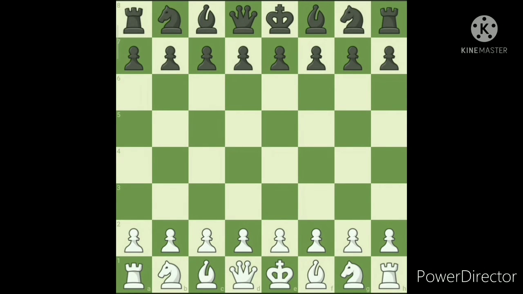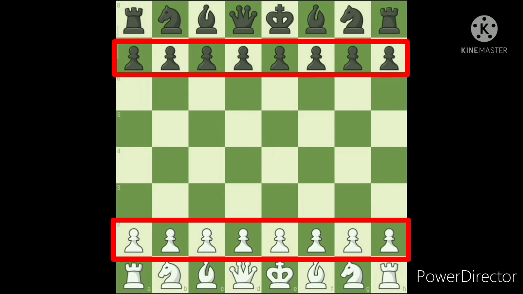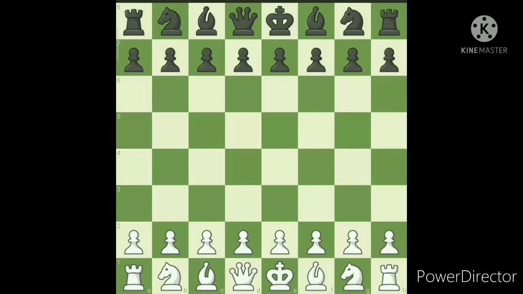So now we will see the position of all the pieces on the board. As you can see here, all the pawns are in the front line protecting all the pieces on both the sides. And the rook is placed on the starting and the end square. Next to it is the knight, then bishop.